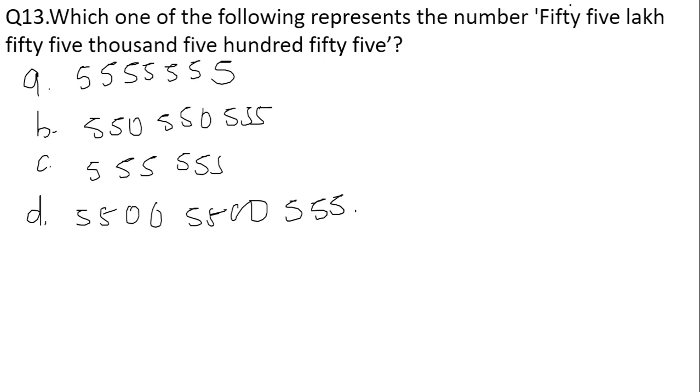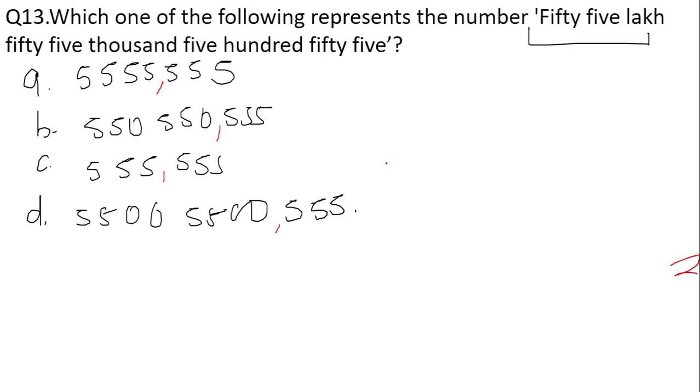Okay, so we have to find 55,55,555. Whenever we talk about lakhs, we'll look at the options. First thing that you have to do is give a comma after 3 digits. In the Indian system, initially we give the comma after 3 digits and then we start giving the comma after 2 digits, right? So I'll give the comma after 2 digits here again.